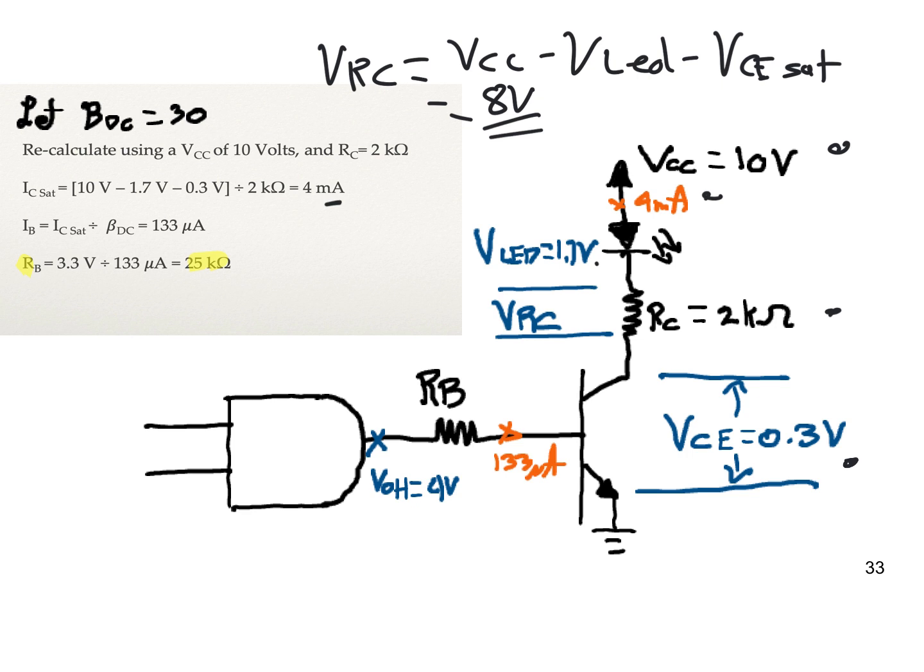And then again, our goal was to calculate what is RB, right? So then we can simply say then that IB equals IC divided by the beta DC. So that's the 4 milliamps divided by the 30.